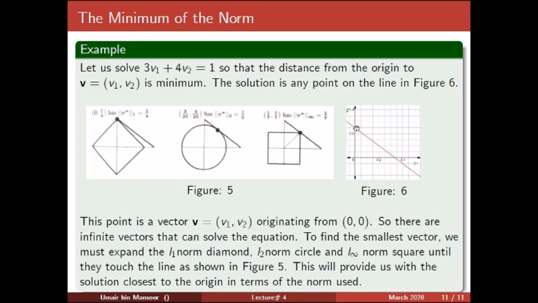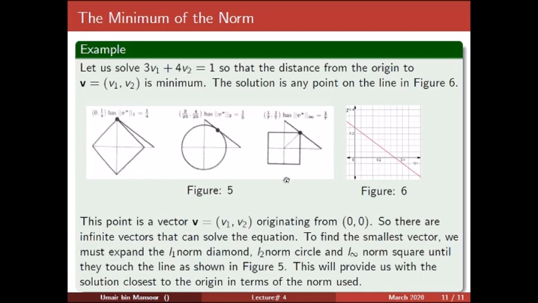So any point on this line is actually the solution of this equation. Now any point means any vector. So what do I mean by that? Let's take any point here. If I make a vector from the origin to that point, it's a vector now. So any vector that ends on this line is a solution to this equation. Is this thing clear?